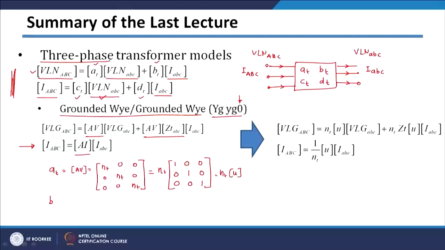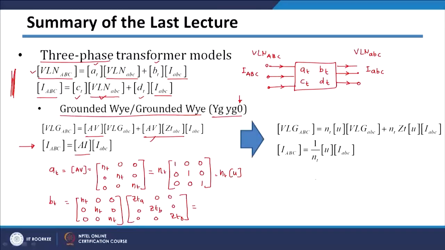Similarly, B_T is having your A_V matrix, which is again n_t 0 0, 0 n_t 0, 0 0 n_t, which is the A_V matrix here. And then the Z_T ABC matrix, we have seen that it has Z_TA, Z_TB and Z_TC as diagonal entries, and off-diagonal entries are 0 here also.